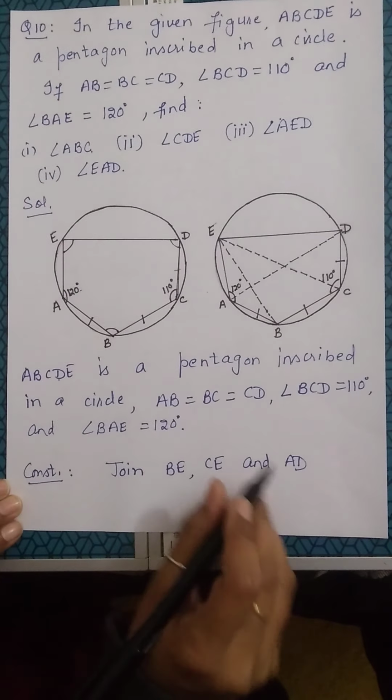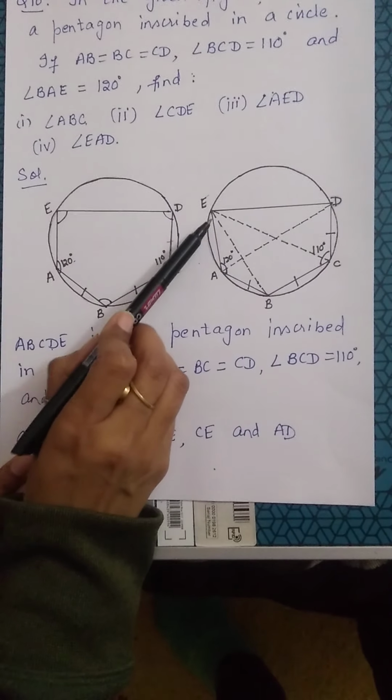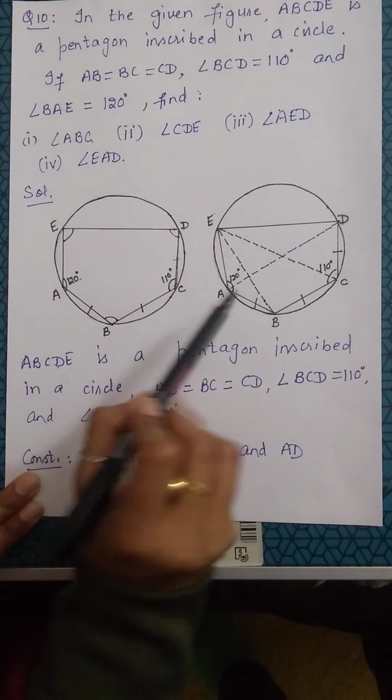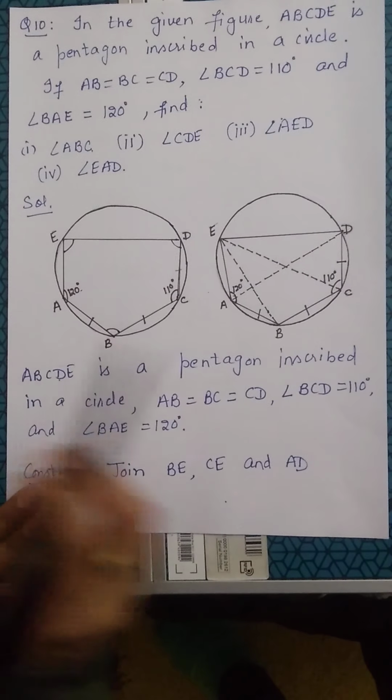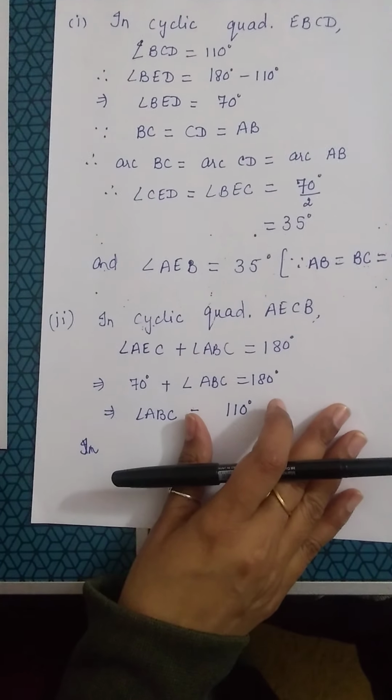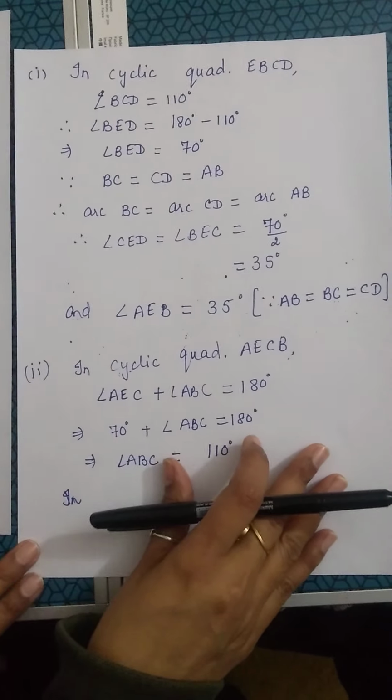Now for this, we need to do construction. I will be joining BE, CE, and AD. So these are the constructions we will be doing in order to get the measures of the angles. Let us first of all find angle ABC.